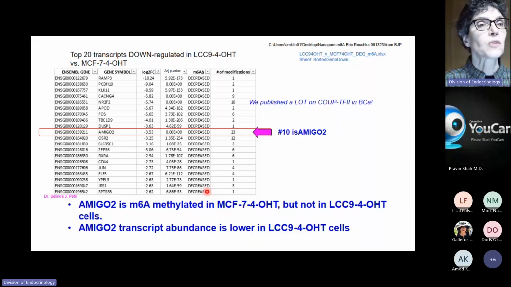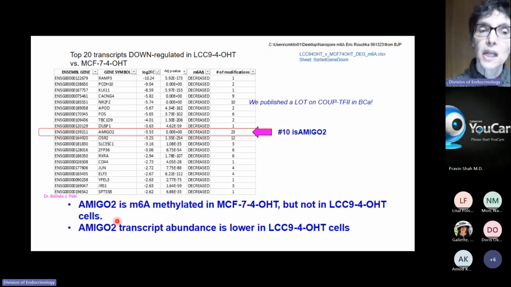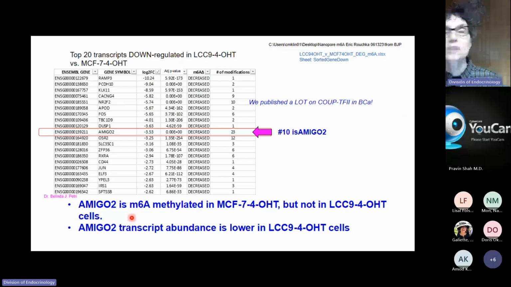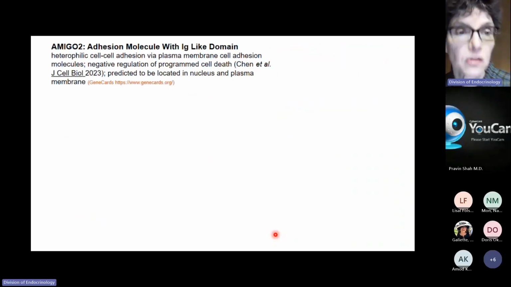And then top 20 transcripts downregulated in LCC9 for hydroxytamoxifen versus MCF7 cells. And there's AMIGO2. And also in this list was NR2F2, and NR2F2 is the orphan nuclear receptor COUP-TF2. And we published a lot about COUP-TF2 and breast cancer, so it's nice to see COUP-TF2 on the list as well. So AMIGO2 is m6A methylated in MCF7 cells treated with 4-hydroxytamoxifen, but not in the LCC9 cells. And the transcript abundance is lower in the LCC9 compared to the MCF7 cells.